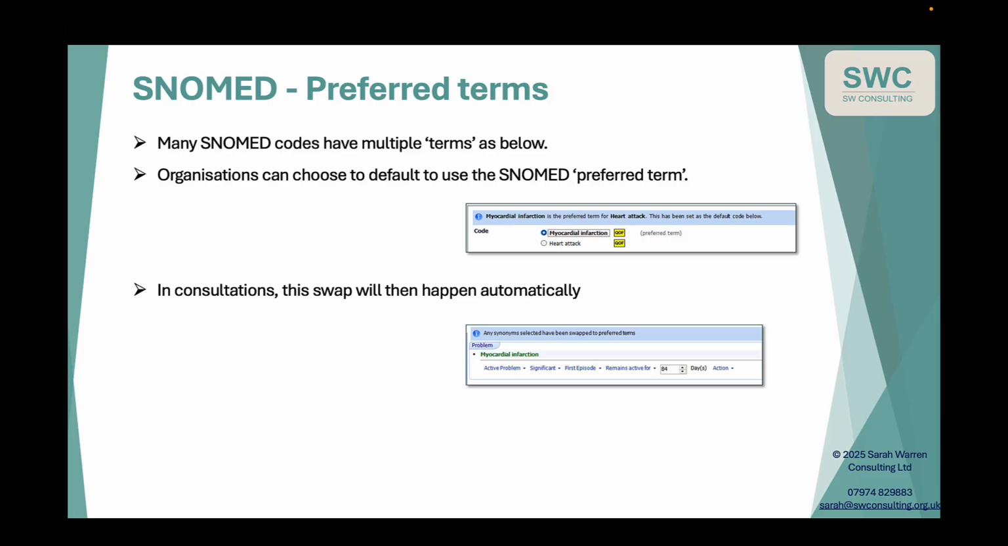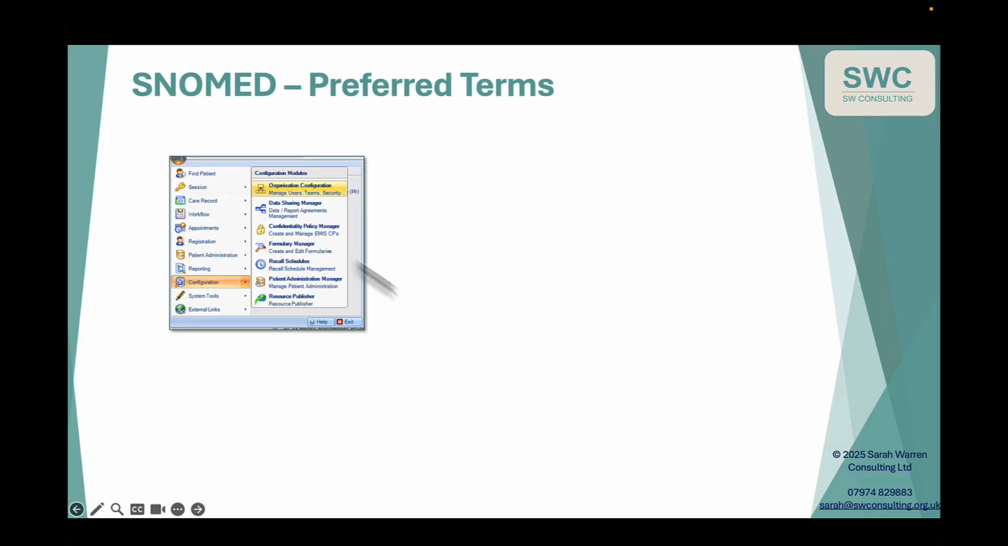So using the example here, I've got myocardial infarction and heart attack. Myocardial infarction is the fully specified name or the preferred term. Heart attack is a more colloquial way of describing it. So you can choose to use the preferred term, and it will make sure that it does put that in automatically. And you would do that by going into organisation configuration and then organisation details. And in the middle of the screen, you've got that option.